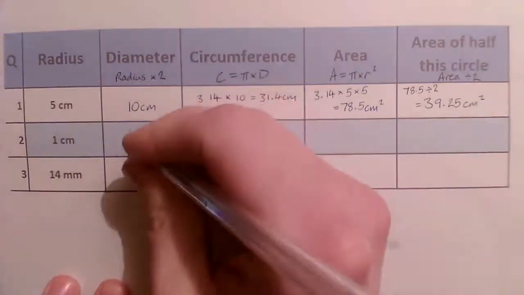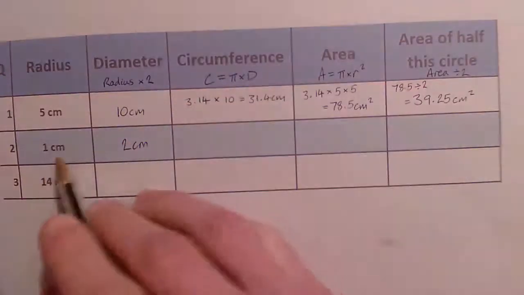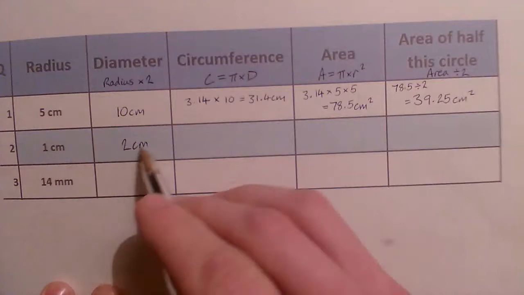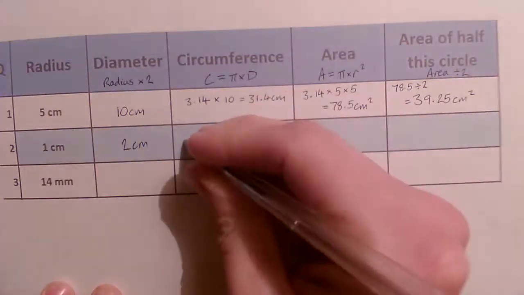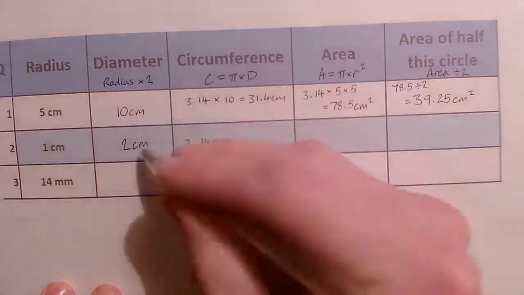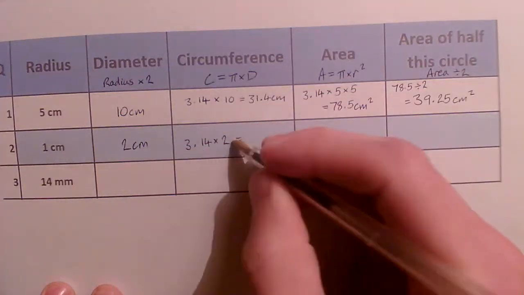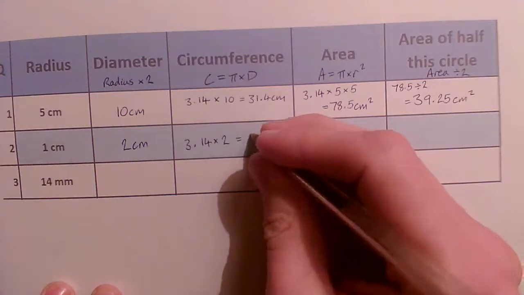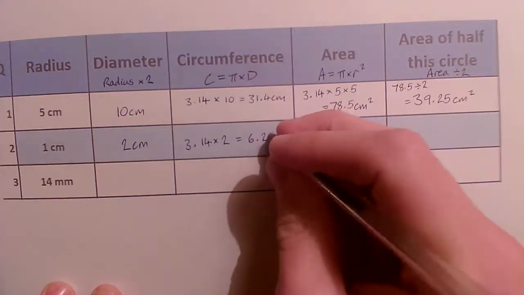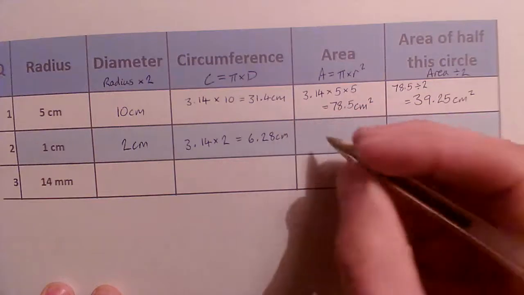The second row here, I double my radius to get my diameter. So that is 2 centimeters. I do pi, 3.14, times the diameter to get my circumference. 3.14 times 2, I get 6.28. And again, we're working in centimeters here.